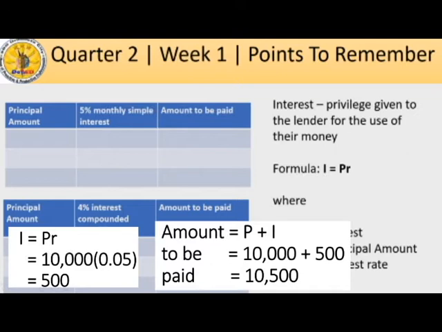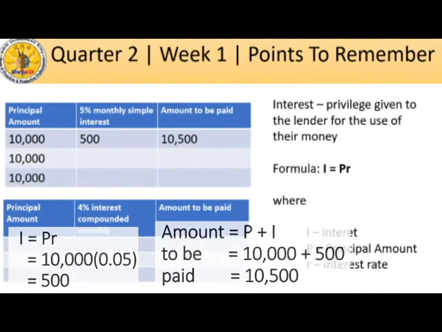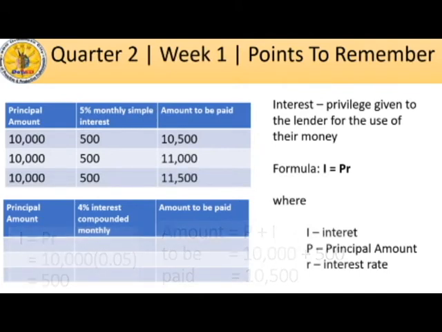You can use your calculator, you can solve it mentally, or you can use paper and pencil. It's up to you. But in the future examples, we will be dealing with large figures. That is why I am advising you to have a calculator, or you can download one in your cell phone. As we can see, the interest for the first month is 500. In simple interest, the principal amount in every month is the same, so we can just repeat the process for the second and third month. Since the accumulated interest is 500 times 3 months or 1,500, the total amount to be paid will be 11,500.